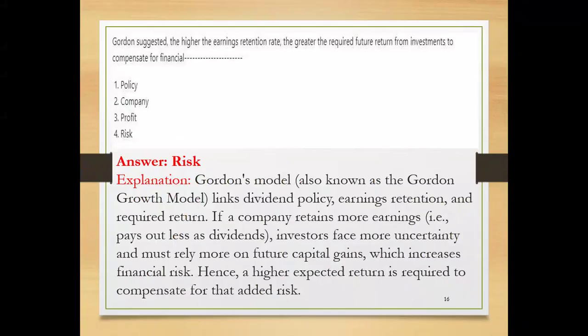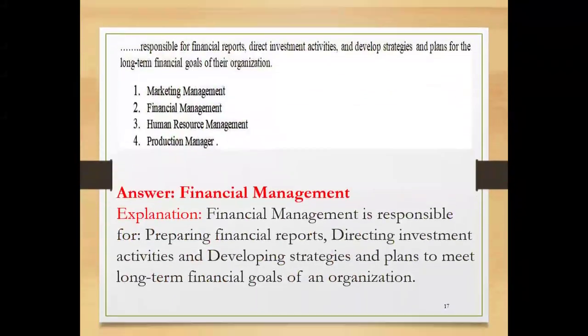If a company retains more earnings and pays less dividends to its shareholders, investors face more uncertainty and must rely more on future capital gains, which increases the financial risk. Hence, a higher expected return is required to compensate for that added risk. So the correct answer is risk.